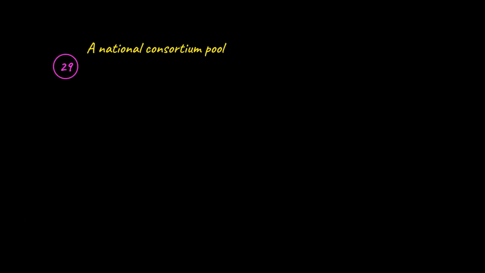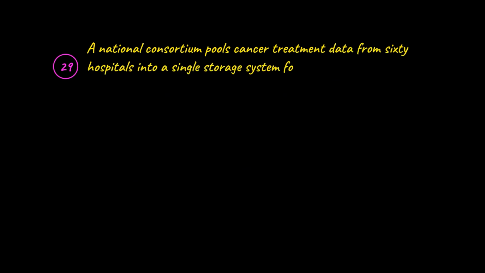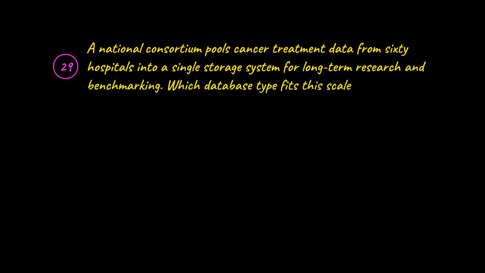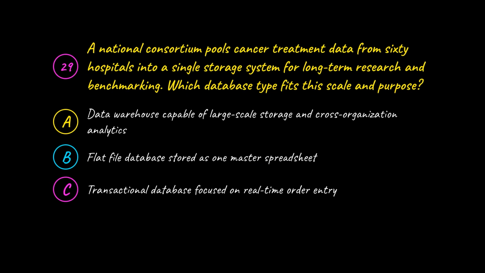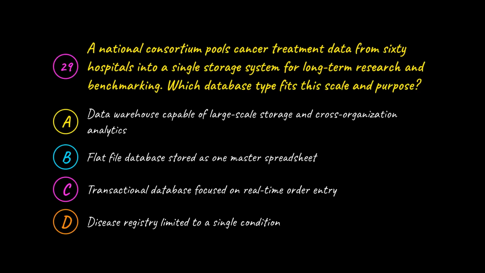Question 29. A national consortium pools cancer treatment data from 60 hospitals into a single storage system for long-term research and benchmarking. Which database type fits the scale and purpose? Your options are A. Data warehouse capable of large-scale storage and cross-organization analytics. B. Flat file database stored as one master spreadsheet. C. Transactional database focused on real-time order entry. D. Disease registry limited to a single condition. Pick one. Trust your gut. Here's your chance to test yourself.